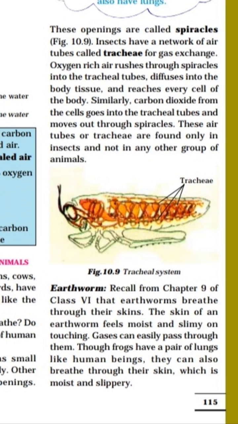Now the next example, earthworm. Recall from chapter 9 in class 6 that earthworms breathe through their skin. We are already aware of that. The skin of an earthworm feels moist and slimy on touching. Gases can easily pass through it. Though frogs have a pair of lungs like human beings, they can also breathe through their skin, which is moist and slippery.